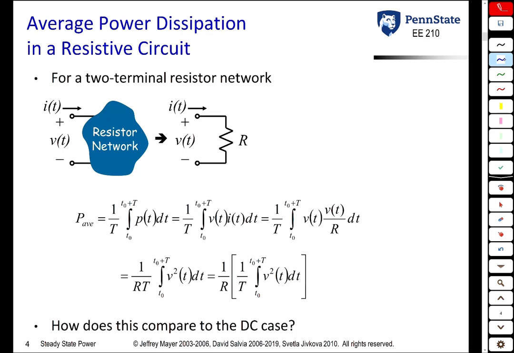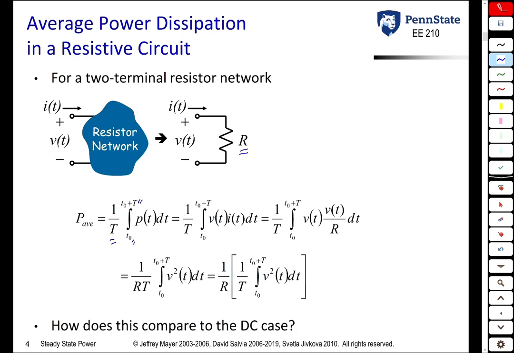So let's now come up with an equation for the average power dissipated in a resistive circuit. So now we have a resistive network with equivalent resistance R, and the voltage across it is v of t, the current through it is i of t. So at this point, we're not restricting the voltage to be DC or AC. It could be a sinusoid, it could be a constant, it could even be a triangular wave shape. But let's see what the average power would be. Average power from the previous page is 1 over the period times the integral from t0 to t0 plus cap T of p of t dt.